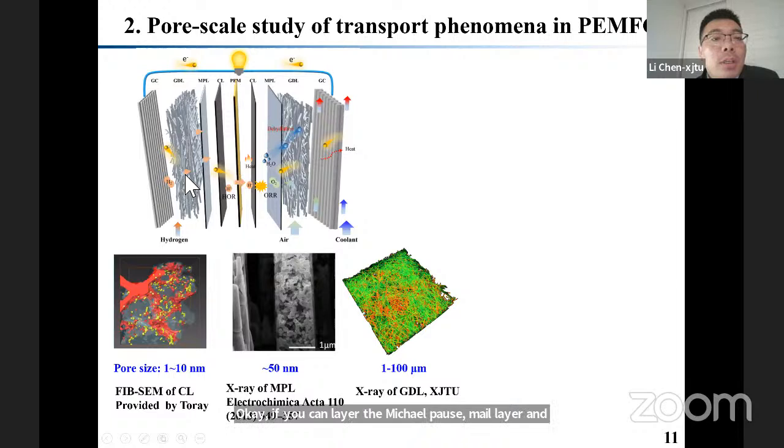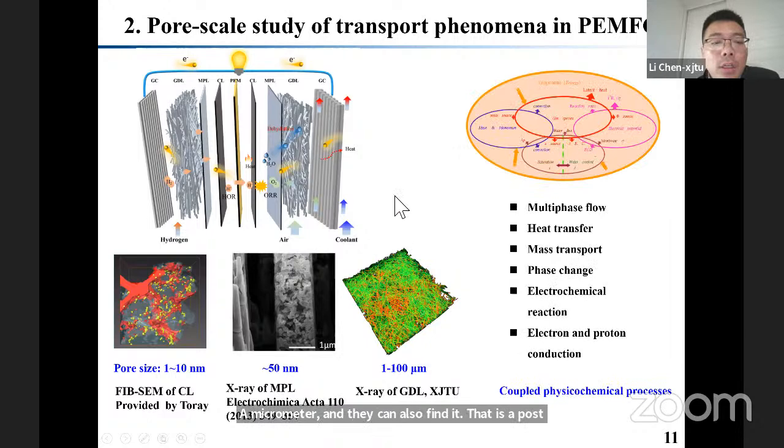And you can find that many components inside the PEM fuel cell are porous media. For example, the catalyst layer with a typical pore size of 1 to 10 nanometers is a porous media. For the microporous layer, its typical pore size is about 50 nanometers, and it is also a typical porous media. And finally, the gas diffusion layer with a typical pore size of 1 to 100 micrometers is also a porous media. So in the PEM fuel cell, porous media are widely adopted.